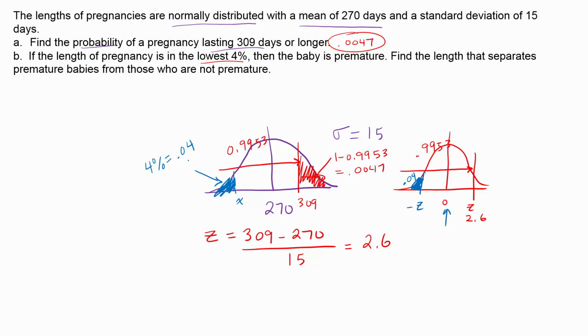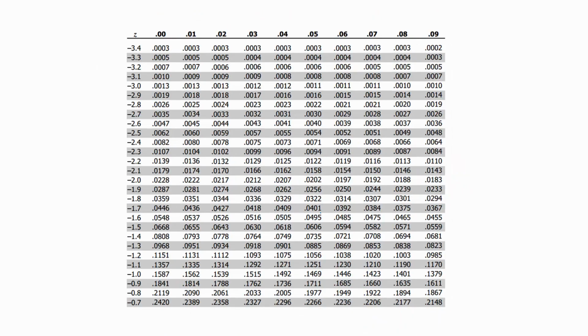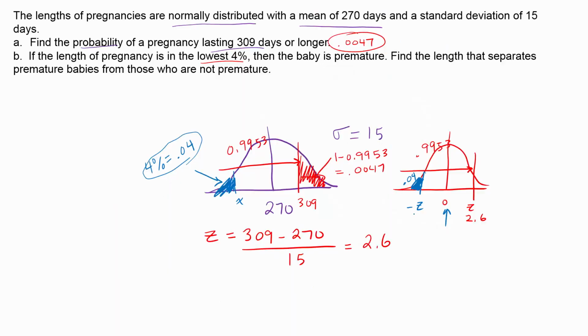So I'm looking for the area in the table, in the negative table, that is closest to this 0.04. And so if I look around a little bit here, I can see 0.0401. That's pretty darn close, right? And so that gives me a z of a negative 1.75. So going back here, negative 1.75.